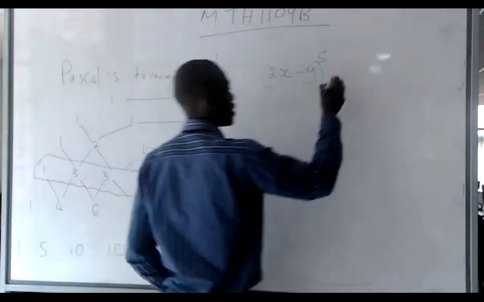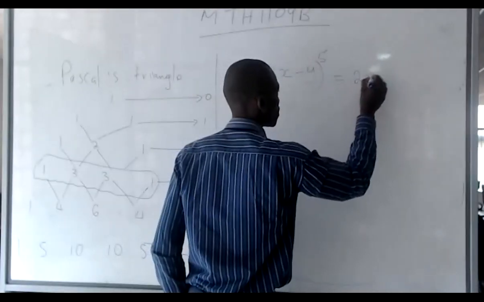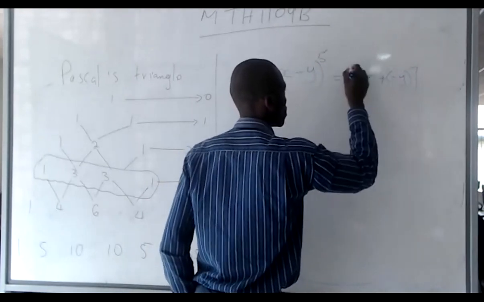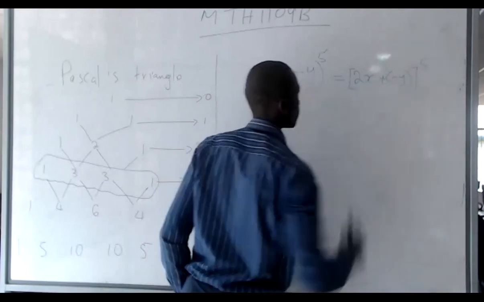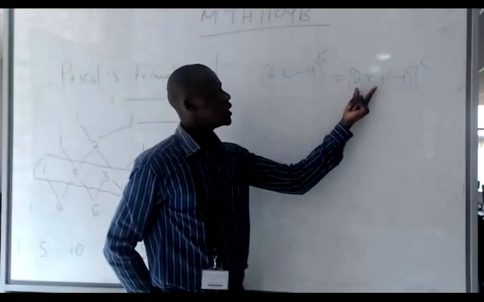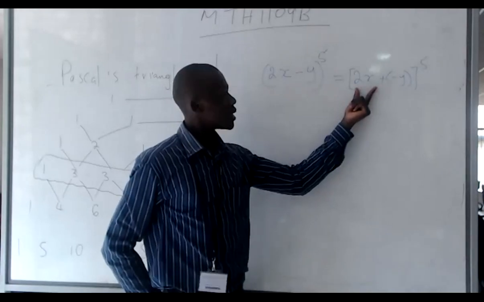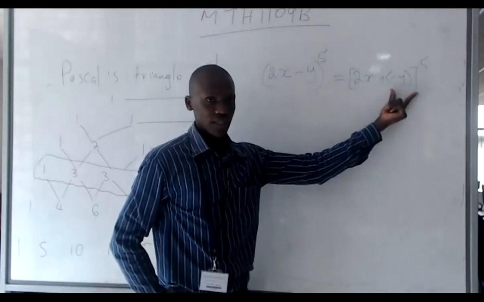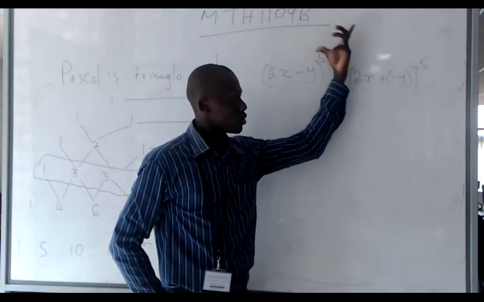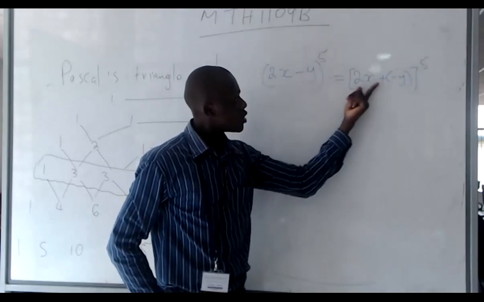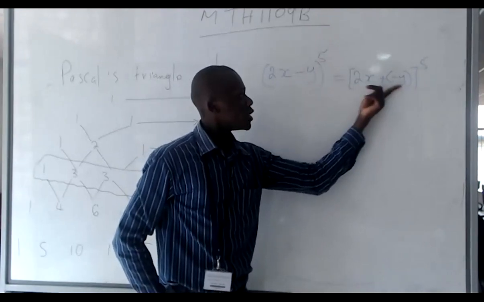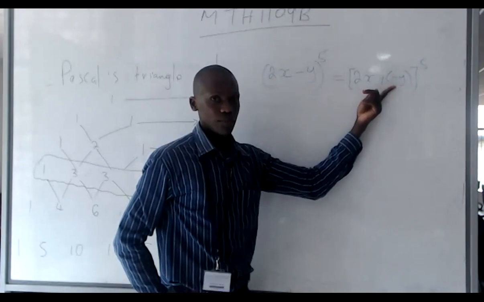Well, you could write this as 2x plus negative y raised to the power of 5. So I have a binomial and my first term is 2x. My second term is minus y. So this is the binomial I want to expand. In the previous one, we were dealing with A plus B. This 2x is now playing the role of A, and minus y is playing the role of B.